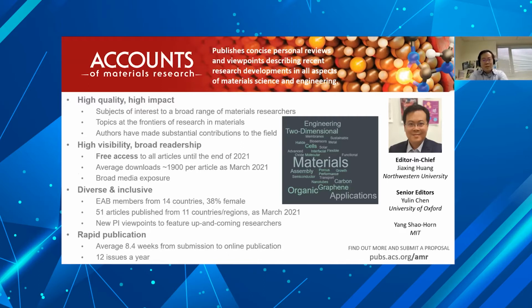So we publish mainly account type of articles, and account type of articles are basically concise personal reviews on a topic of materials research, based on previously published results by the same group of authors. These are very short review articles, typically up to 6,000 words, about 8 to 10 figures, usually about 50 references.